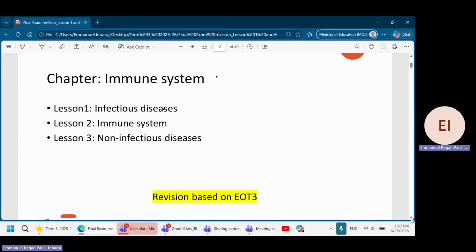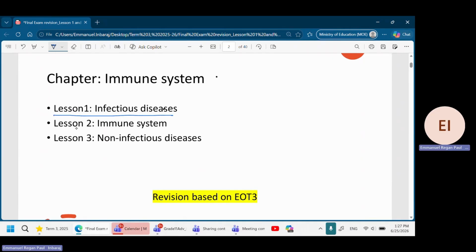So you have one chapter for your exam and there are 3 lessons in it. The first lesson will be infectious diseases. Lesson number 2 is immune system. And lesson 3 is non-infectious diseases. Today we are going to look at the revision on lesson 1 and lesson 3. We'll have a separate video for lesson number 2. Today's revision is based on the end of term 3 exam. Yes, let's get started.